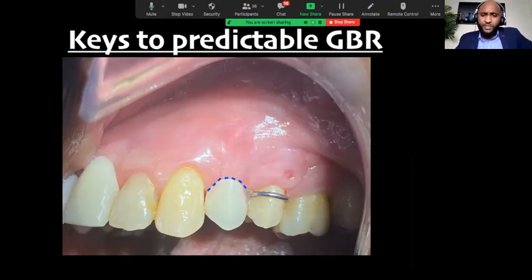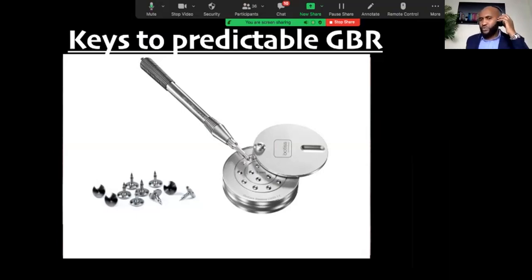Another important feature: sometimes you might want to stabilize your membrane by using tack pins as indicated. It really helps because remember, healing of a grafted site is like healing of a bone fracture. If there are movements, then you'll have malunion. If there are movements, then you will not attain the regenerative outcome you desire. So sometimes you will consider using tack pins.